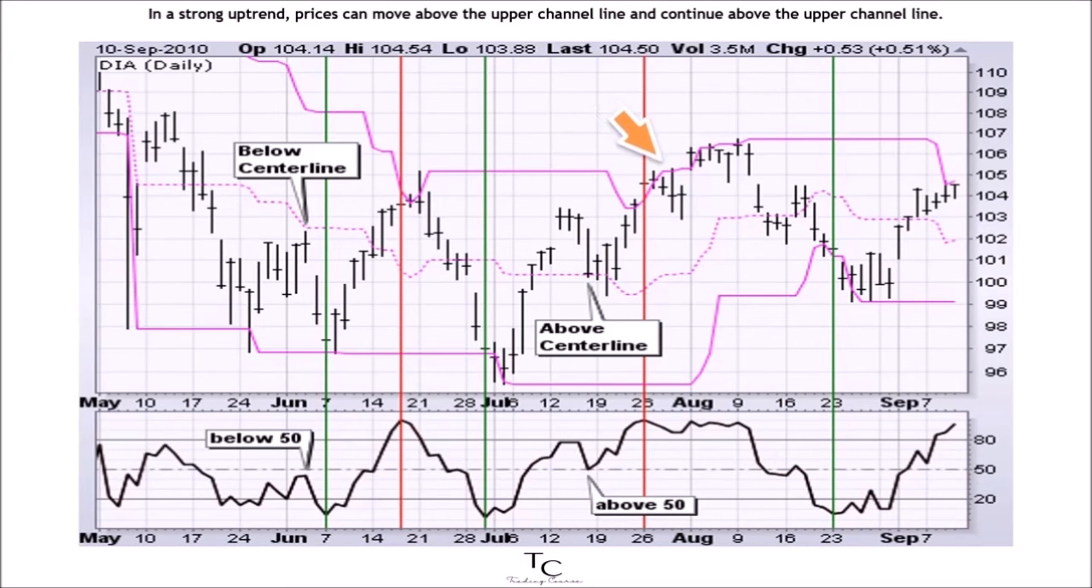In a strong uptrend, prices can move above the upper channel line and continue above the upper channel line. In fact, the upper channel trend line will rise as price continues above the upper channel. This may seem technically overbought, but it is a sign of strength to remain overbought. Similarly, the stochastic oscillator can move above 80, which is technically overbought, and remain overbought for an extended period.